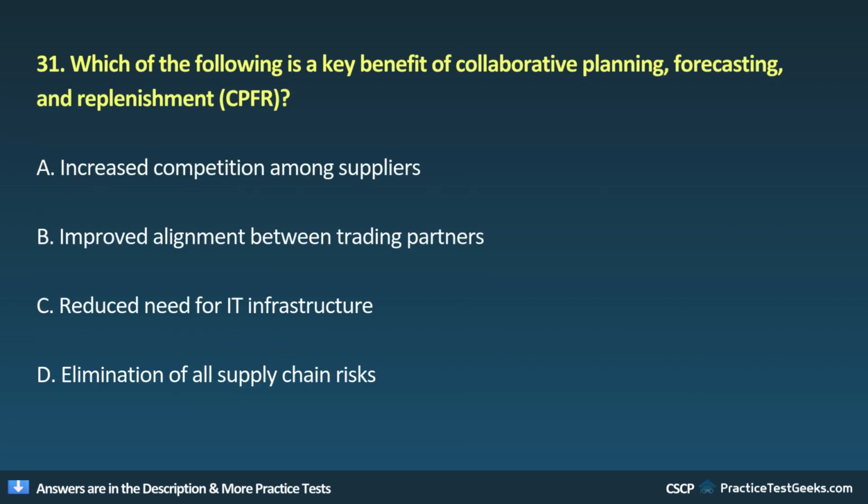31. Which of the following is a key benefit of collaborative planning, forecasting, and replenishment, CPFR? A. Increased competition among suppliers. B. Improved alignment between trading partners. C. Reduced need for IT infrastructure. D. Elimination of all supply chain risks.